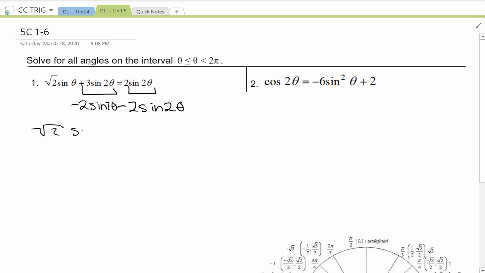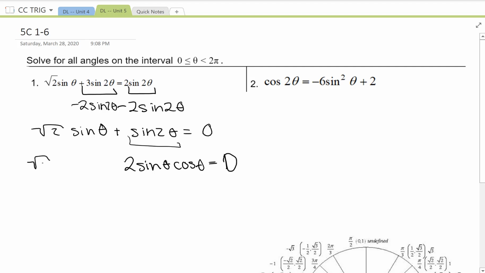And I get root 2 sine theta plus sine 2 theta equals 0. Now we need to replace our double angle identity. There's only one option for sine. It's 2 sine theta cosine theta. We're using theta because this equation is using theta.